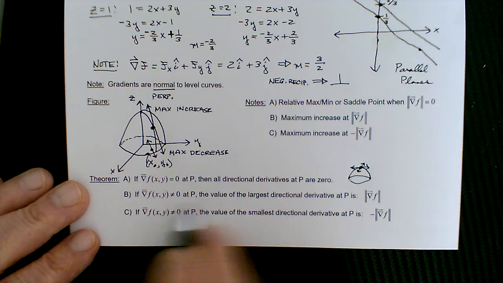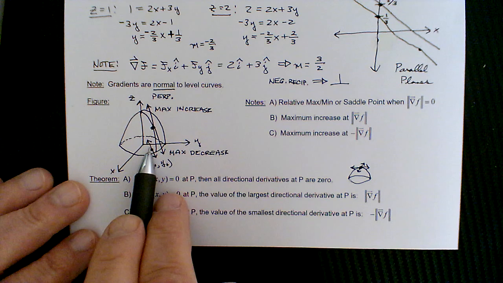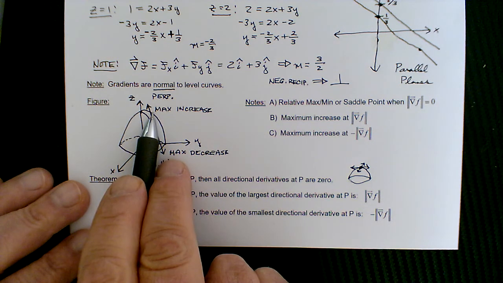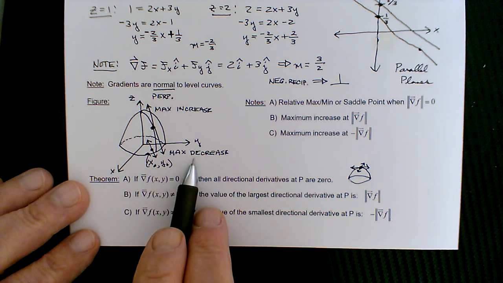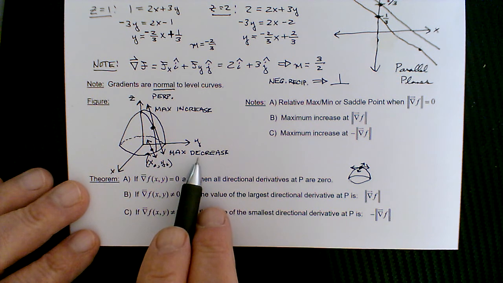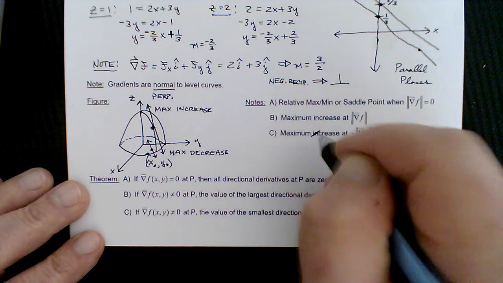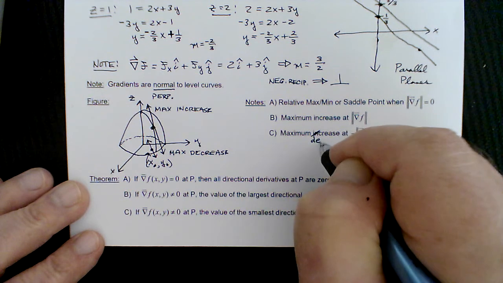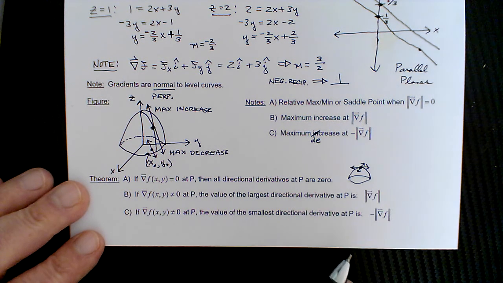But then if it's not 0, the largest directional derivative is going to be given by the magnitude of the gradient of f, so that's what this represents. And the smallest, or the greatest decrease, so this is a typo here, this should say decrease, is the opposite of the magnitude of the gradient.